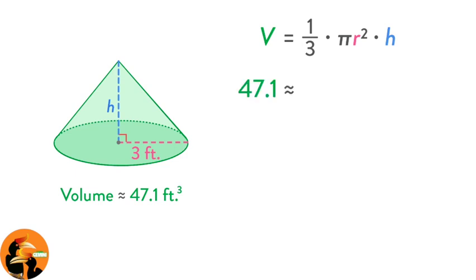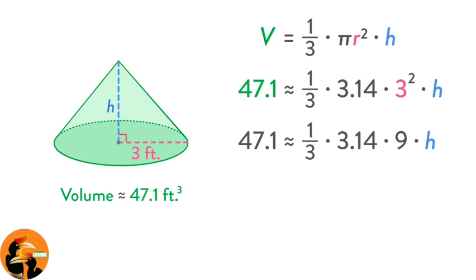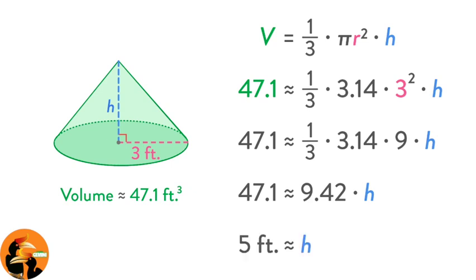The volume is approximately 47.1 cubic feet. We can use 3.14 to approximate pi, and the radius is 3 feet. Let's take care of the exponent first. 3 squared is 9, then 1/3 times 3.14 times 9 is equal to 9.42. And if we divide each side by 9.42, we get that the height is approximately equal to 5 feet.